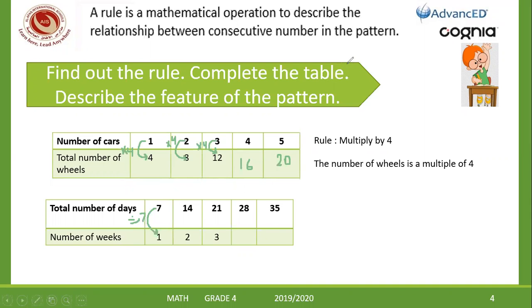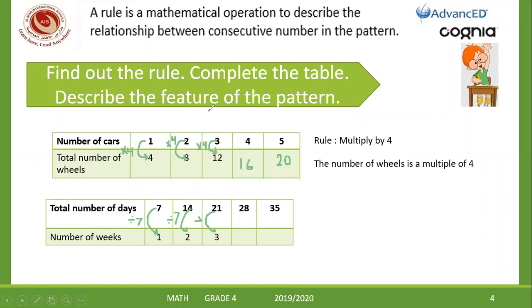And here, what is the relation between 14 and 2? If you use the same rule, you can find 2. 14 divided by 7, we can find 2. So here it is divided by 7. What about 21? Also here, if you use the same rule, divided by 7, you will get 3.